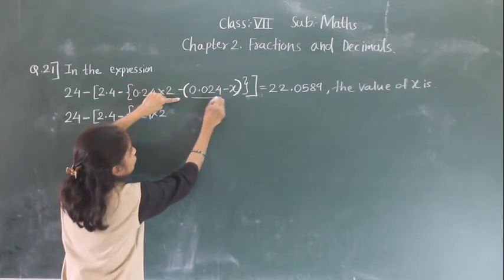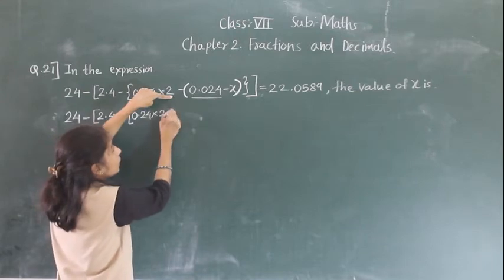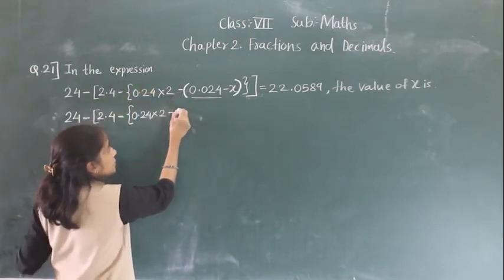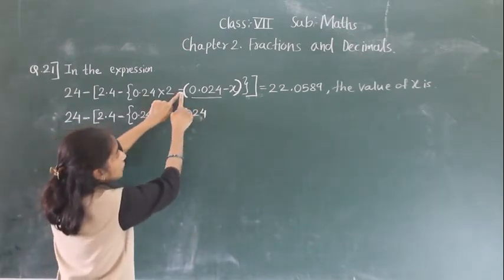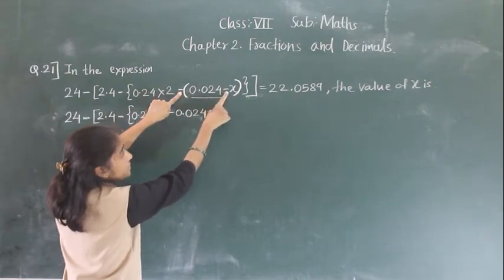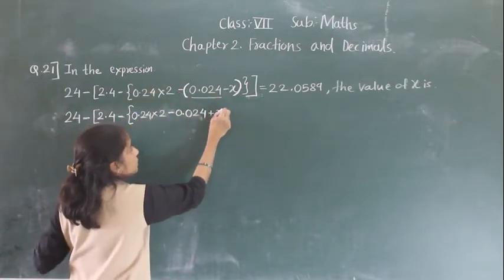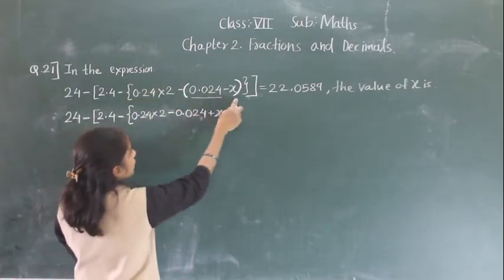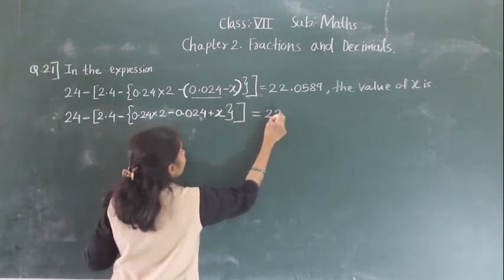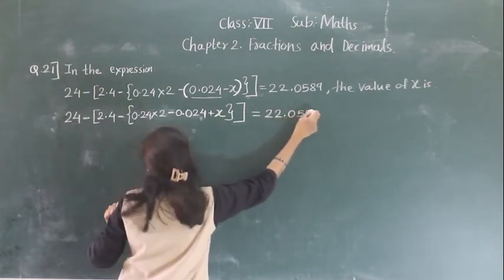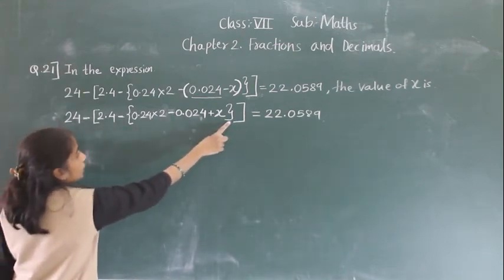So now for this number, what is the sign here? There is no sign, it is plus. So if it comes out of the bracket, then it will be minus. See, plus will become minus 0.024. Okay. And now see, out of the bracket negative sign, inside the bracket signs get changed. It is here minus, so it will become plus. Plus x. Okay, now this bracket we have opened. Now the bracket will be equal to 22.0589. Okay, so now we are going to solve the curly bracket.